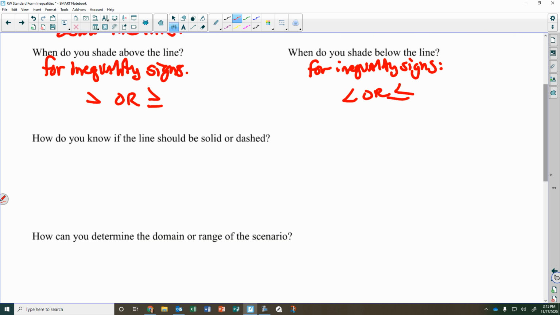And how should you know if the line should be solid or dashed? Well, it is solid if it is equal to. All right? It is dashed if it is not equal to.